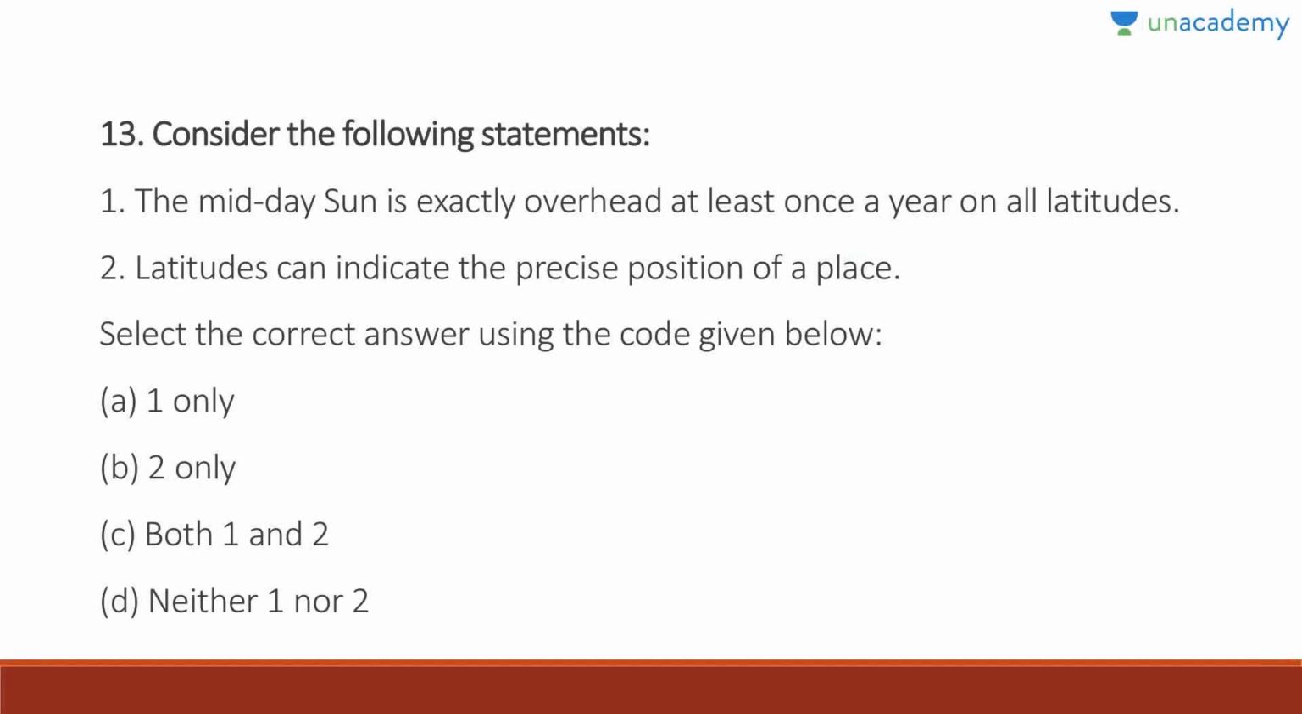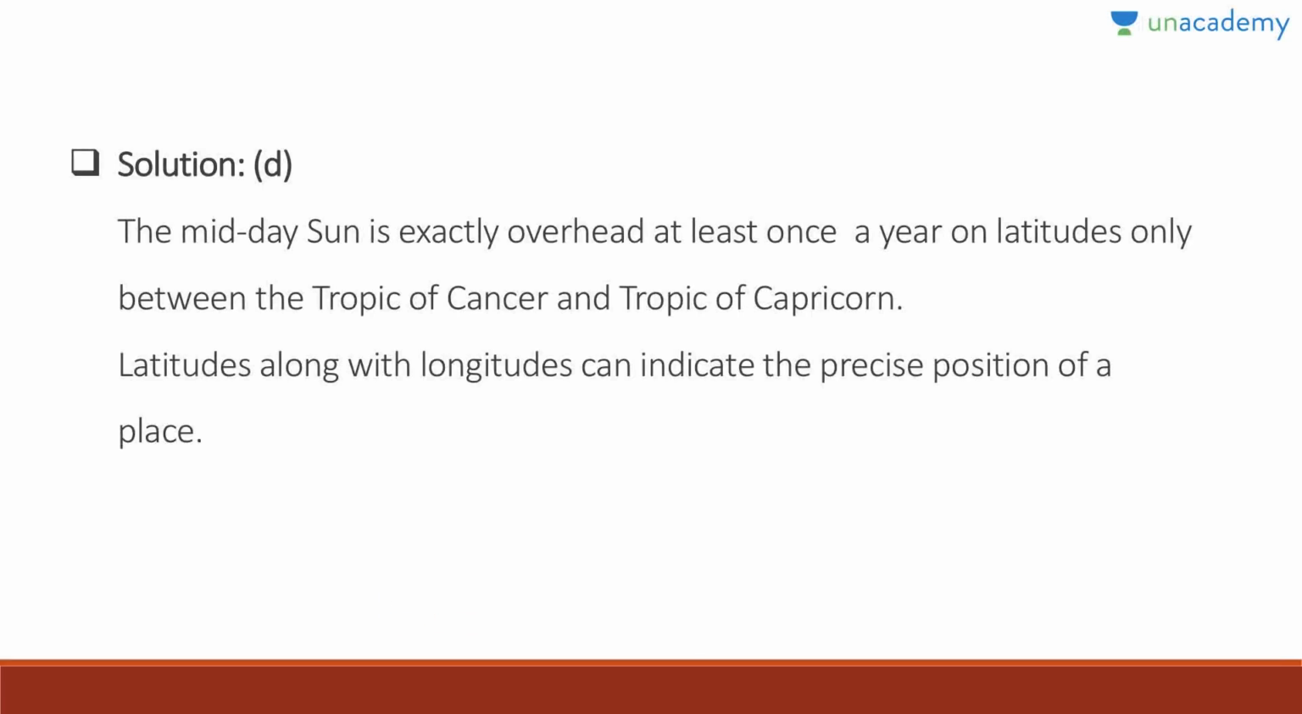Question number 13. Consider the following statements. The midday sun is exactly overhead at least once a year on all latitudes. Nay, it is between only Tropic of Cancer and Tropic of Capricorn. Latitudes can indicate the precise position of a place. This is also wrong. You need longitude also. So answer here is D, neither 1 nor 2. So only between Tropic of Cancer and Tropic of Capricorn, the midday sun is exactly overhead at least once a year, and latitudes along with longitudes can indicate the precise position of a place. So answer here is D.